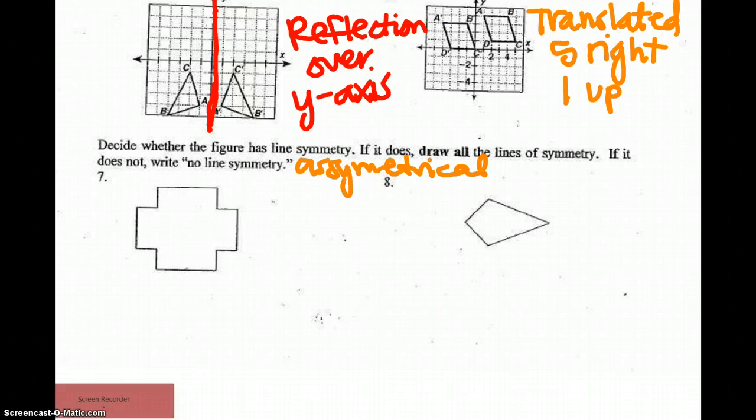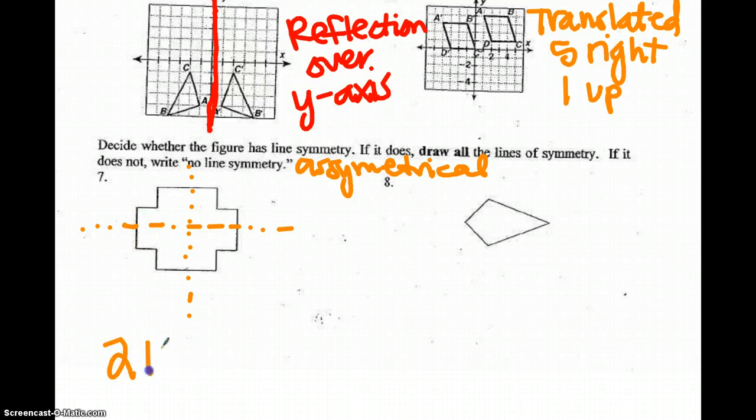Sorry about that announcement. Okay, so this first one, number 7, I know that it has a line of symmetry right down the center. And remember, line symmetry means if I can flip one side over to the other side, these sides would be identical. And the only other place that has line symmetry is down the center this way. So this has 2 lines of symmetry.